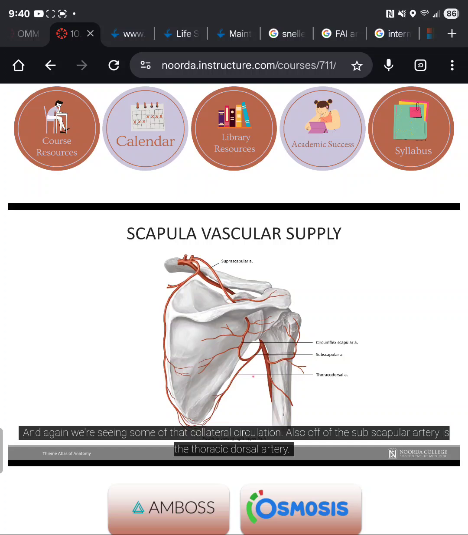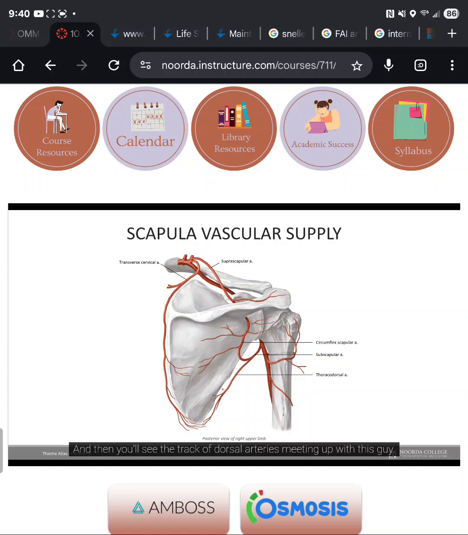Also off of the subscapular artery is the thoracodorsal artery. And I don't love this image because primarily there would be a main branch going to latissimus dorsi, but this is another branch that would swing off of that supplies teres major off of the inferior angle of the scapula. And then you'll see that the thoracodorsal artery is meeting up with this guy.